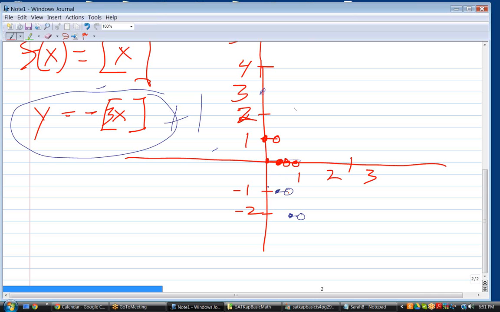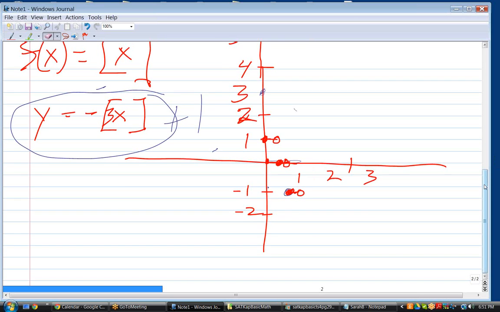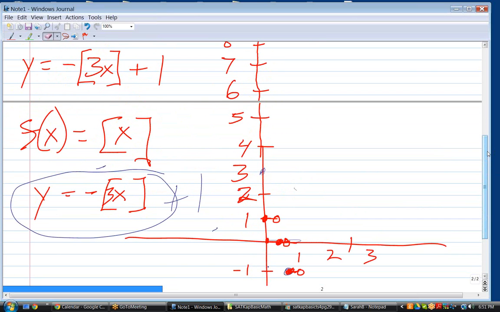And finally, the third one would be like that. Okay? So that should reflect our function. And now let's try some random points just to make sure.